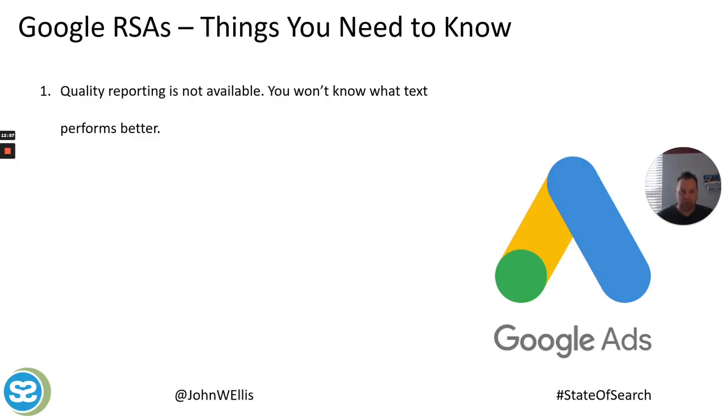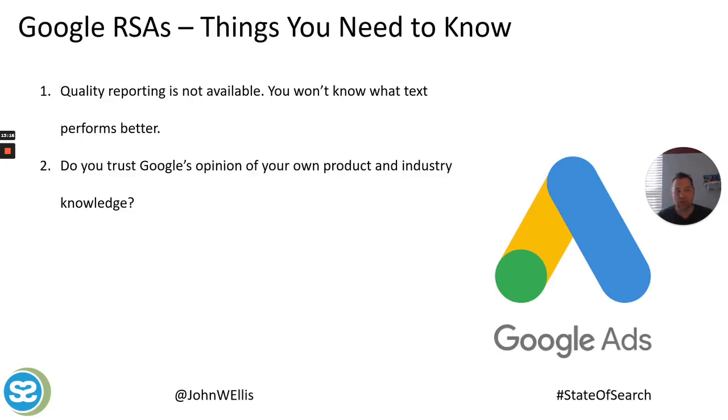Did this headline work better with this description? Is this headline standing out? And if it does, is it getting more clicks? Is it getting more conversions? Which combination works? Then if you know, you can take that and create your own expanded text ads based on what you know is working. But we don't get that. So we are left trusting Google on what's working and what's not working.